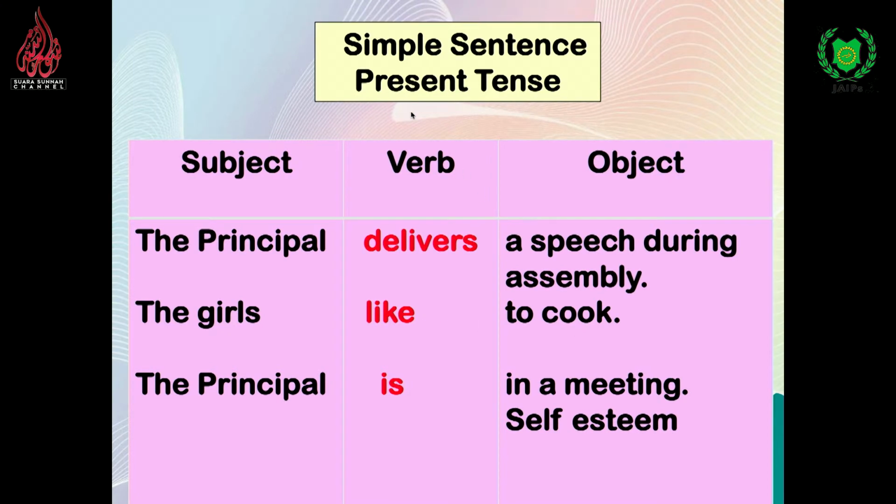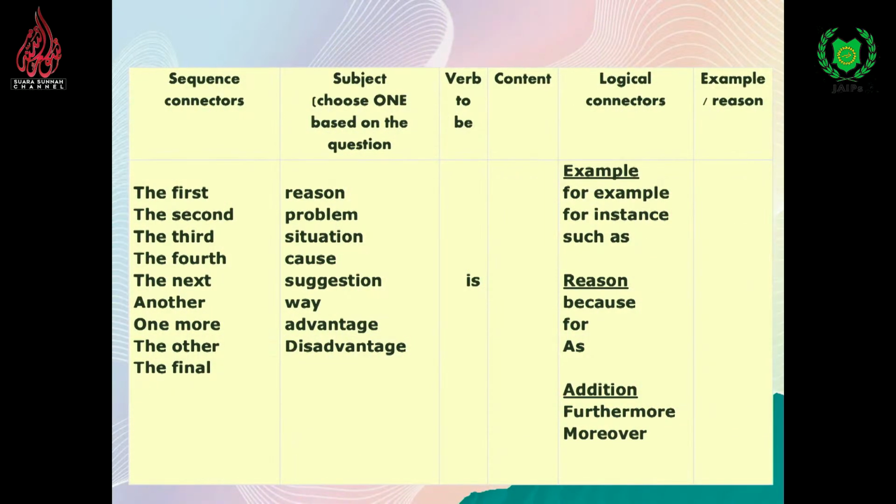Now this is the simple sentence, whereby in a simple sentence, there is only one clause. Simply put, a simple sentence contains one verb. For the next one, the principal is in a meeting. Self-esteem shouldn't be there. I forgot to delete that, sorry. Okay, next.